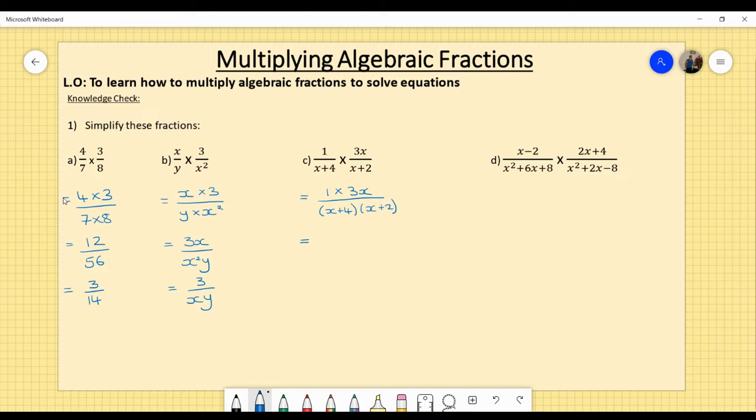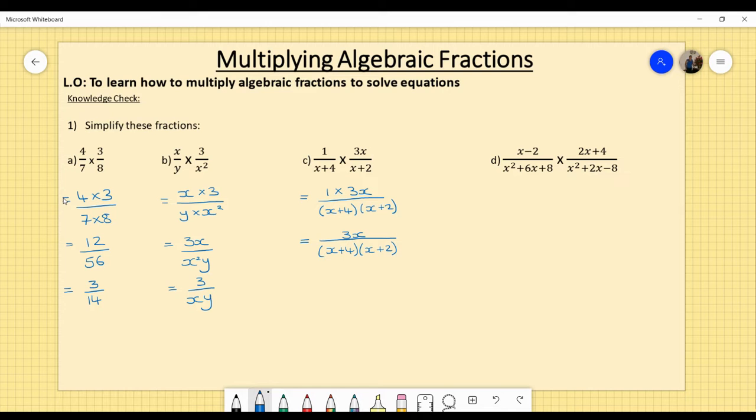So in its factorized format, 1 times 3x is just 3x. And then I don't need to do anything with the denominator. So x plus 4 in a set of brackets and x plus 2. And at this point, there is nothing that we can simplify because this one is only a multiple of 1 and 3x, which doesn't cancel out with anything at the bottom. So that's finished.